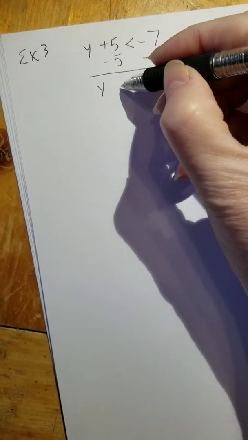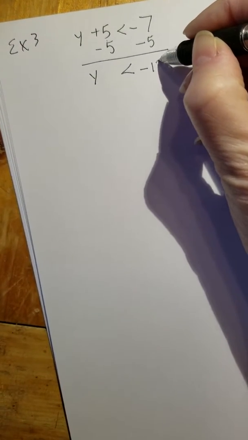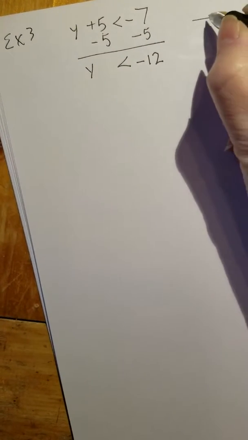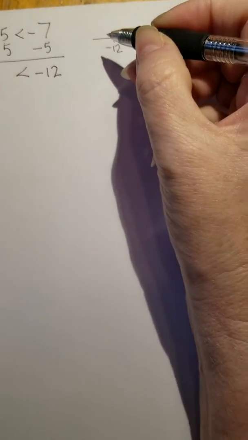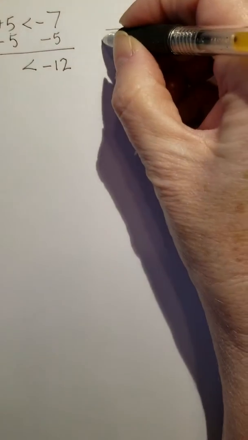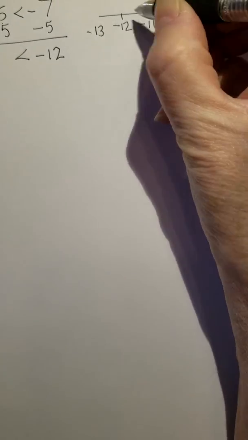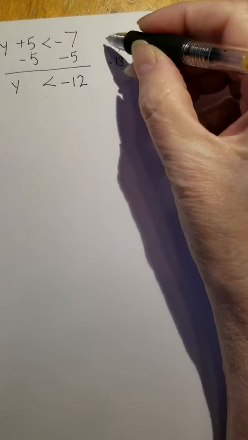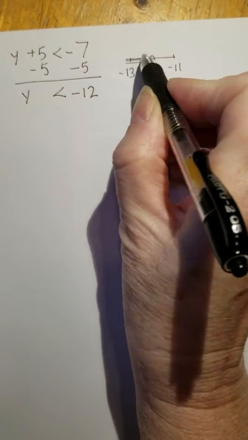So y plus 0 is less than negative 7 minus 5, which is negative 12. That's the simplify. Now I'm going to graph. So I have a negative 12. Remember, this is on the other side of the 0, so the numbers get smaller as I go to the right, not bigger. And this will be negative 13. So y is less than negative 12. Less than goes that way. I use an open circle.